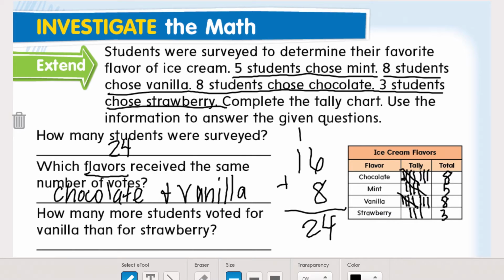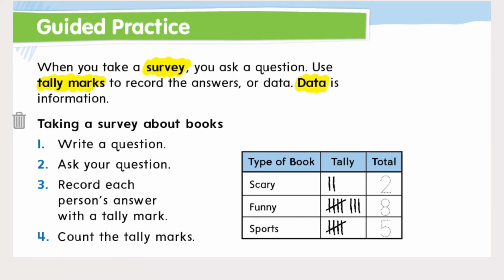How many more students voted for vanilla than strawberry? So vanilla had 8 and strawberry had 3. So we're going to take away the 3 votes that they shared to find out the remaining extra votes. 8 minus 3 equals 5. So 5 more students voted for vanilla than strawberry.